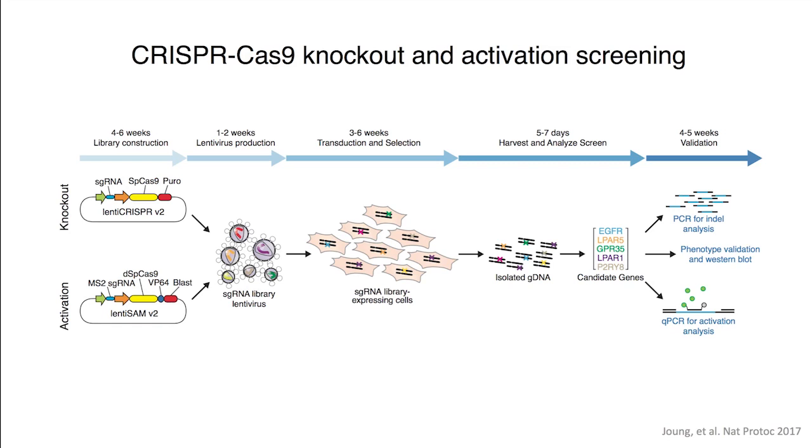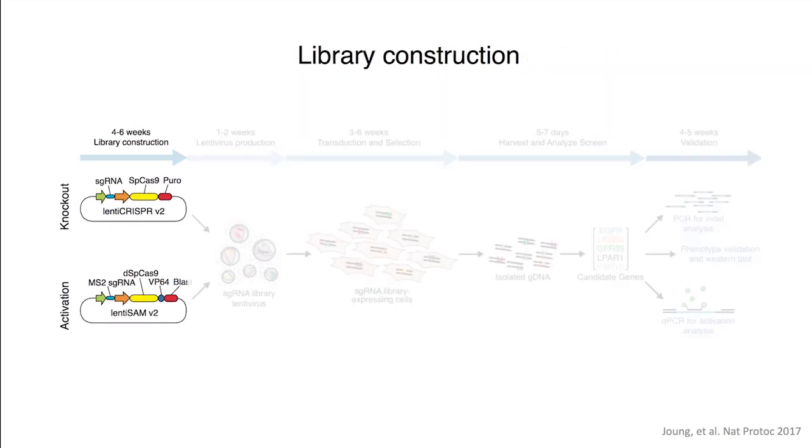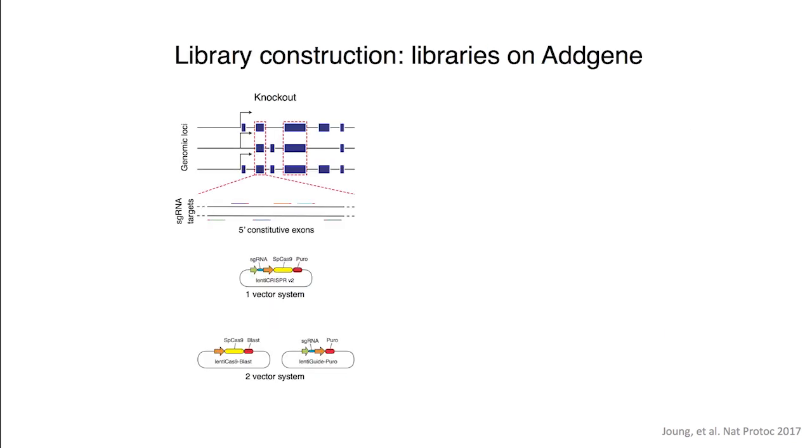So starting with library construction here. In the protocol, we provide for several different types of library construction. First, there are many ready-made libraries on Addgene. These are libraries, for example, for knockout that have been published. The knockout library is provided in a 1-vector or 2-vector system, targeting either the human or mouse genomes. And these generally provide 6 guides targeting the 5' constitutive exons.